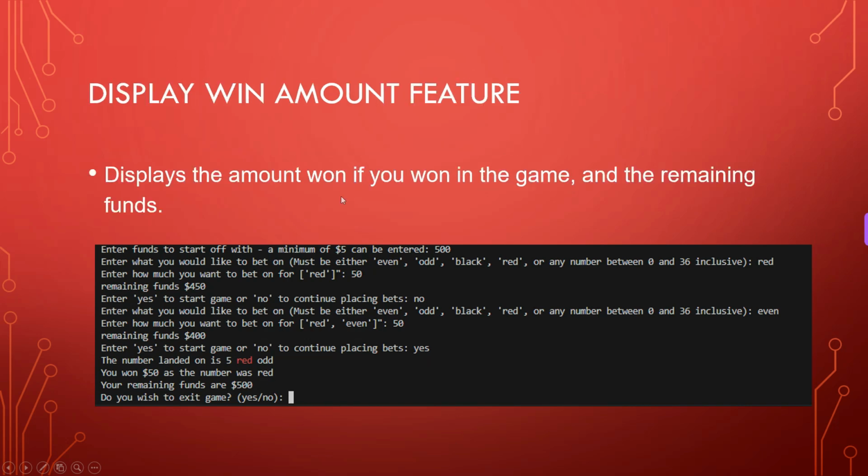The display win amount feature displays if the user won in the game and the remaining funds. So here the user won $50, as the number was red, as he bet on red. The remaining funds was $500.